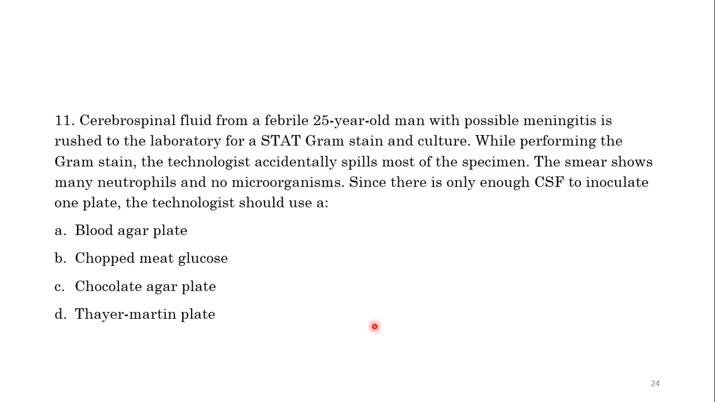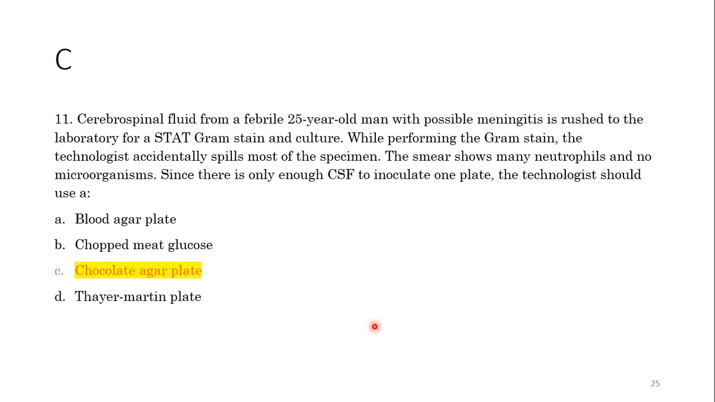The correct answer for number 11 is letter C, chocolate agar plate. Chocolate agar plate is an enriched medium. Most of the microorganisms that cause meningitis are fastidious organisms. When we say fastidious organisms, we are pertaining to those organisms which are hard to grow. Chocolate agar plate would be the best option since we can support even the growth of those fastidious organisms, given that we only have a limited volume of the CSF specimen. Okay, so number 11, letter C.